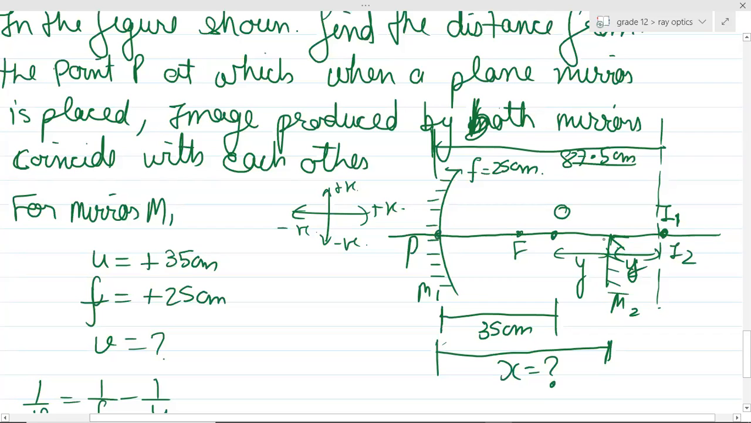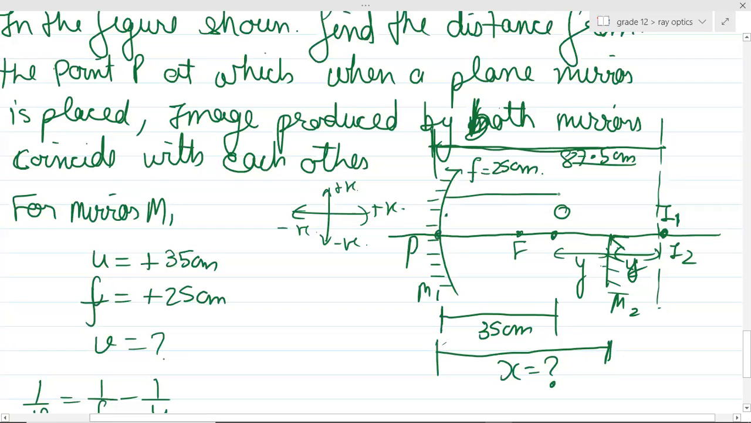So can you see if this mirror is placed exactly at the midpoint between O and where the image is formed, then both the images due to this mirror and this mirror form at the same place, right? Can you imagine this scenario? Is this concept clear, guys? Now you just basically need to find out the distance.